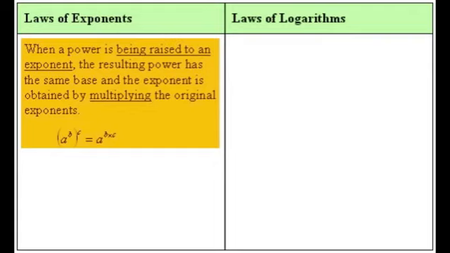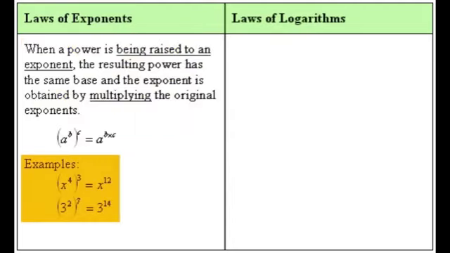When a power is being raised to an exponent, the resulting power has the same base, and the exponent is obtained by multiplying the original exponents. For example, a raised to the b, which is then raised to the c, is equal to a raised to the b times c. Most of you would know this as the power of powers rule.